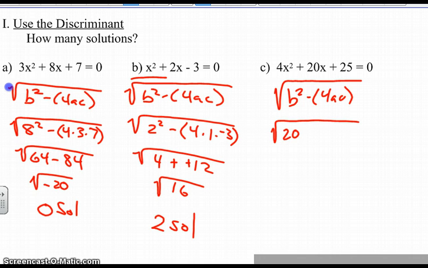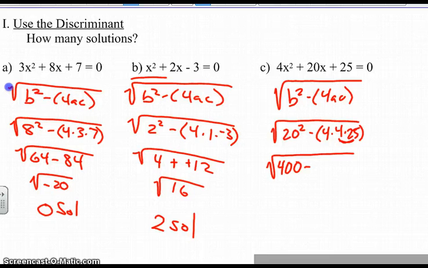Good. And 20 squared is? And then 4 times 25 is 100 times 4. I'm going to do this first because 100 is so easy to multiply. Times 4 is good. So how many solutions?